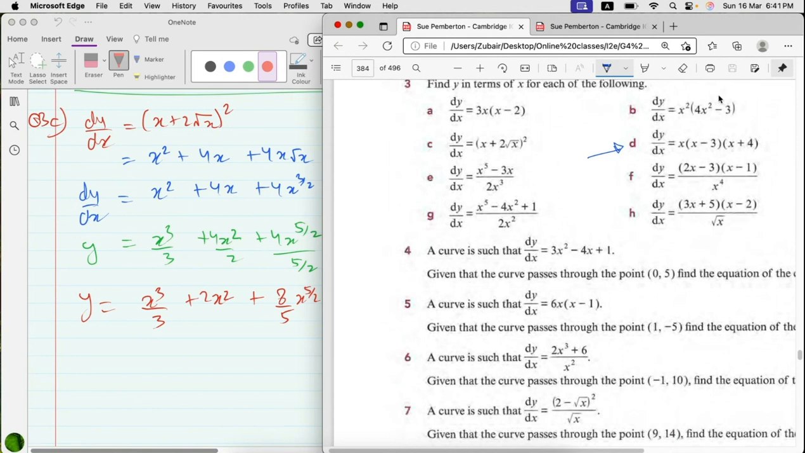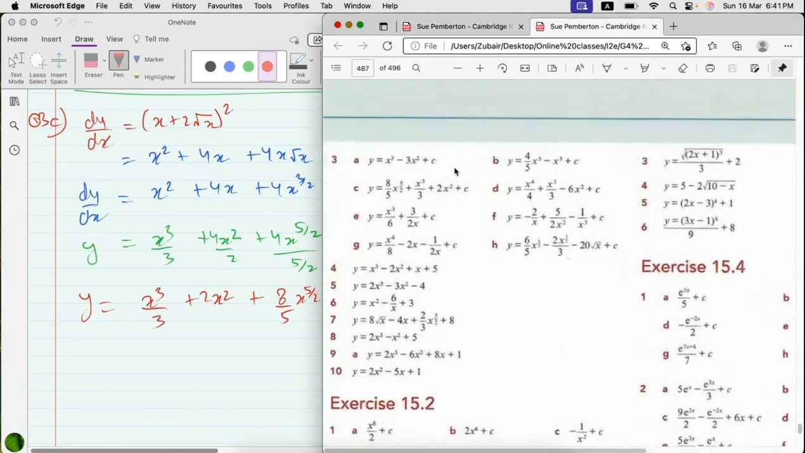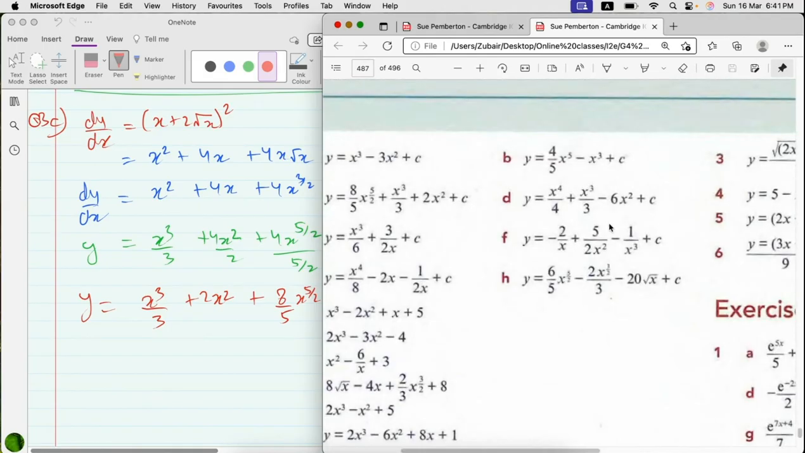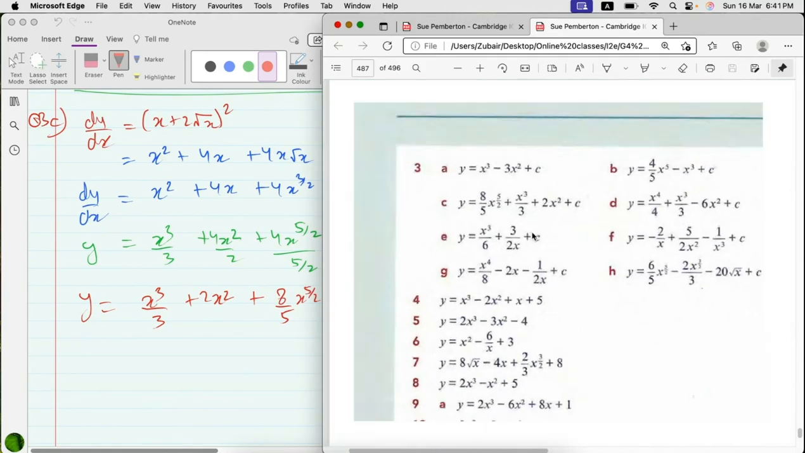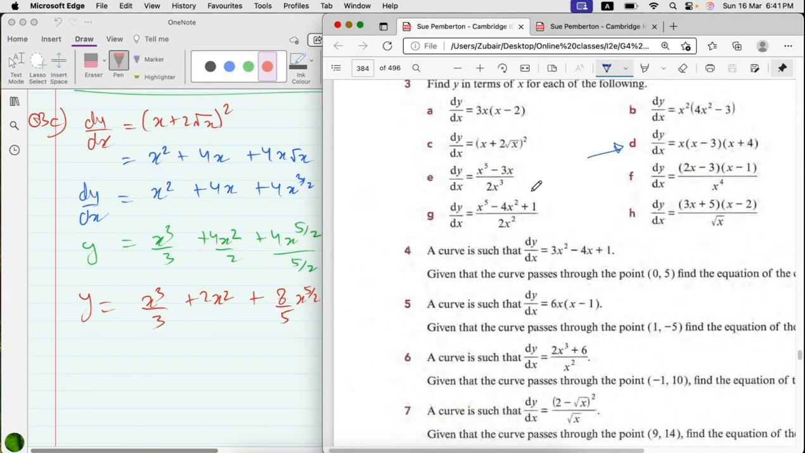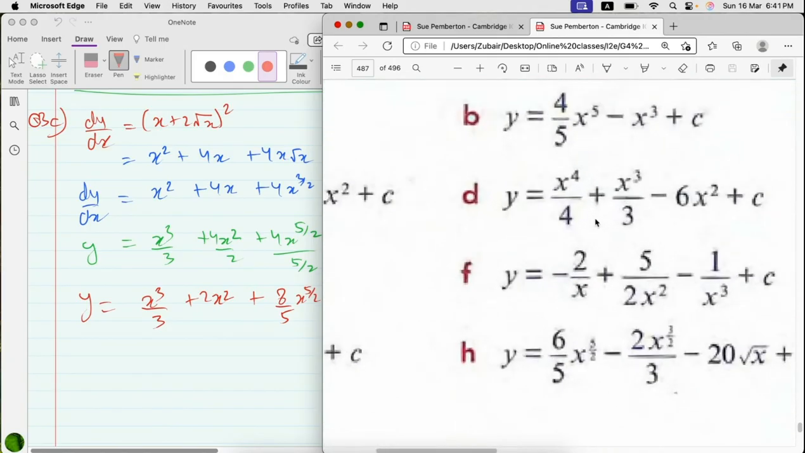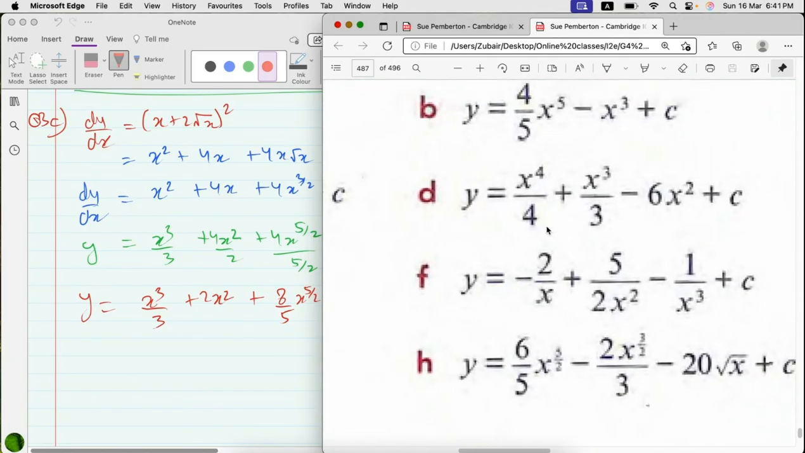Is it x to the 4 over 4 plus 4 over 3 x cubed minus x cubed minus 6x squared plus c? Plus C. Yes, that's it. If you're getting confident, we can move on to question number... but where's the extra x cubed? Which one? This is your D part: x to the 4 by 4 plus x cubed by 3 minus 6x squared plus C.